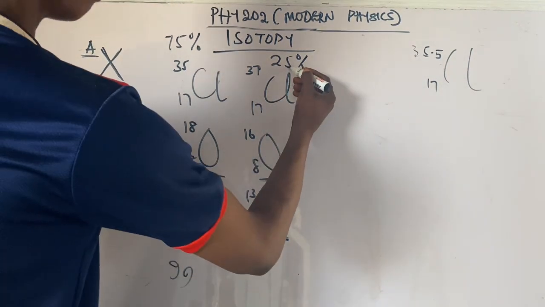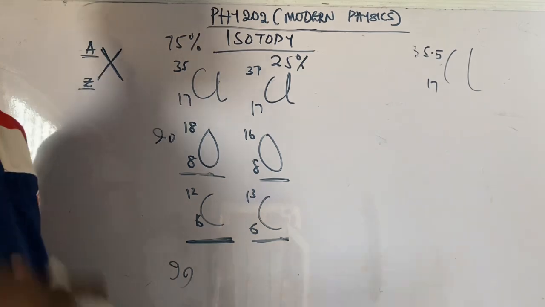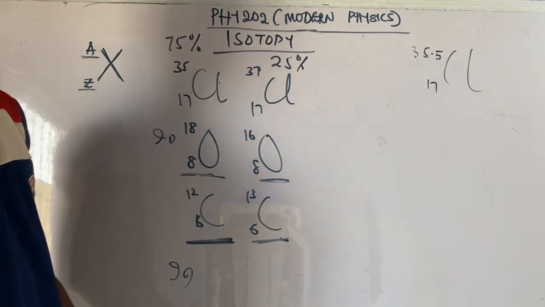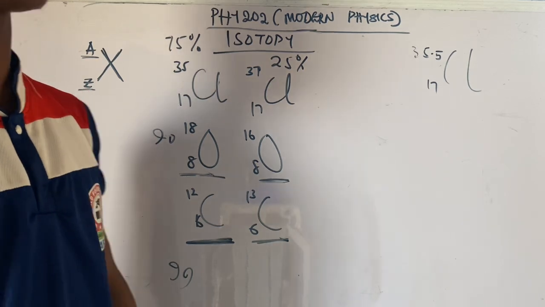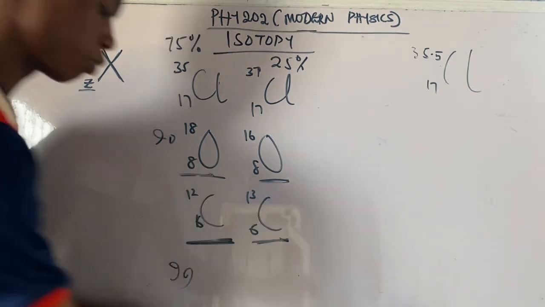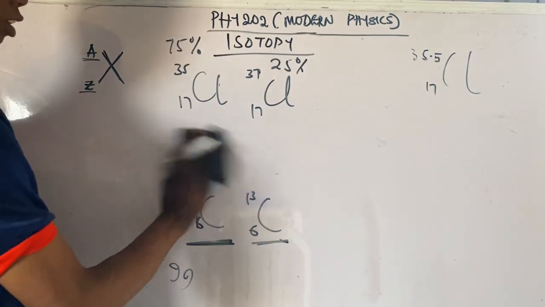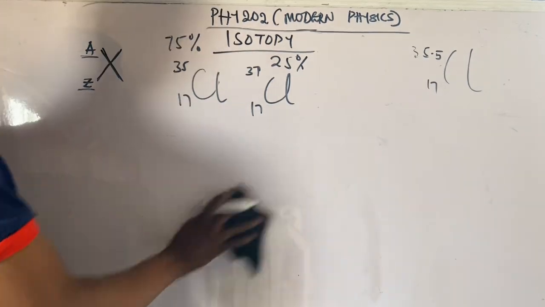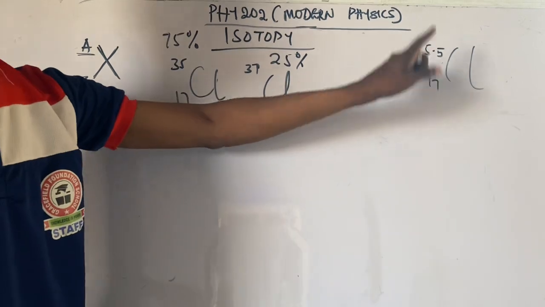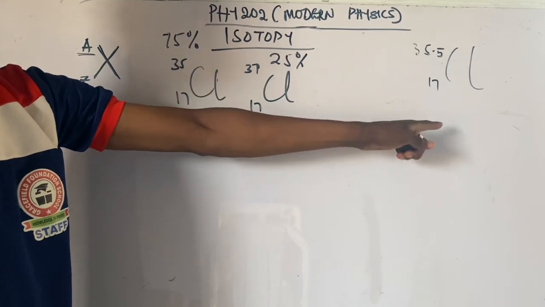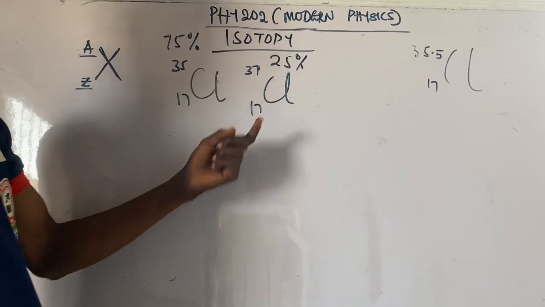But here, this is 25, this is 75. We can see 75 is very dominant, but 25 is not a negligible measurement. So we have to do at least one or two calculations to bring about the decimal number as the mass number of chlorine. And that is why the mass number of chlorine is not a whole number. That is because of isotopy.